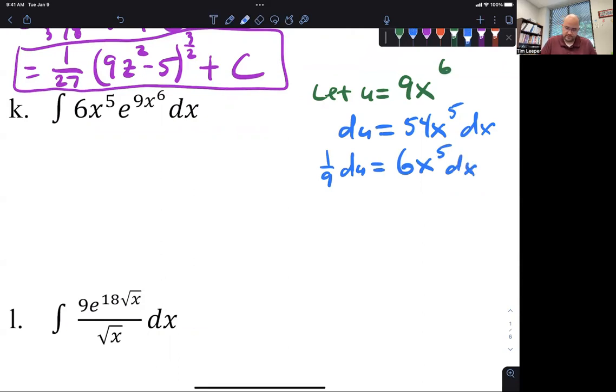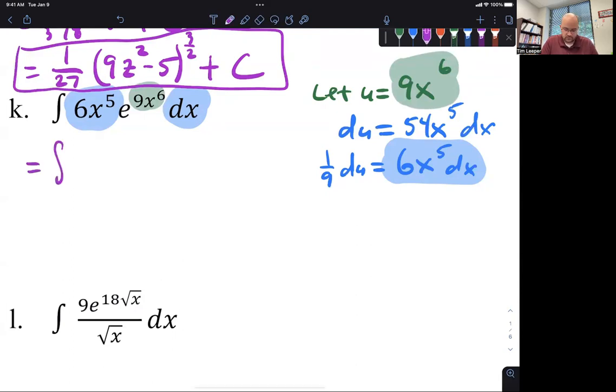Good. Now notice we have the 6x to the 5th dx. And we have the u up here as 9x to the 6th power. And that's right there. So that's u. So this integral is going to become the integral of 1 over 9 e to the u du.